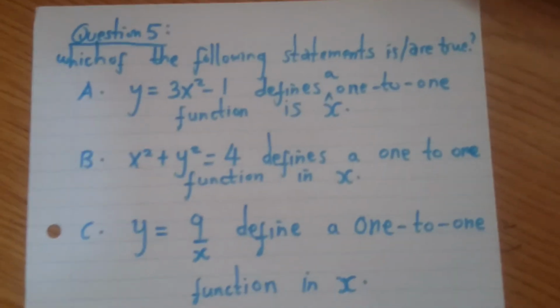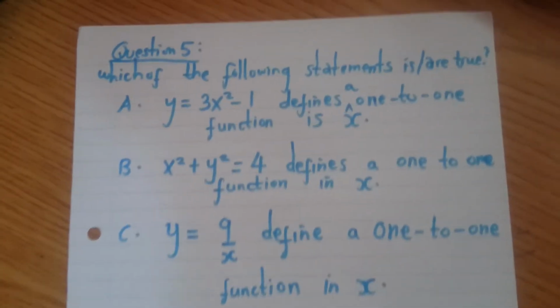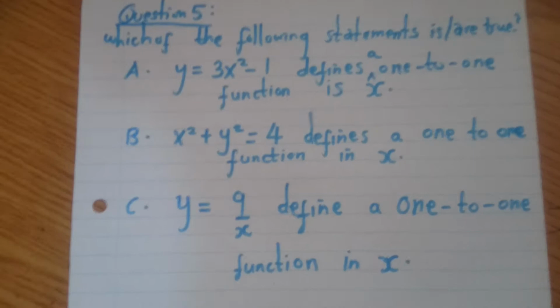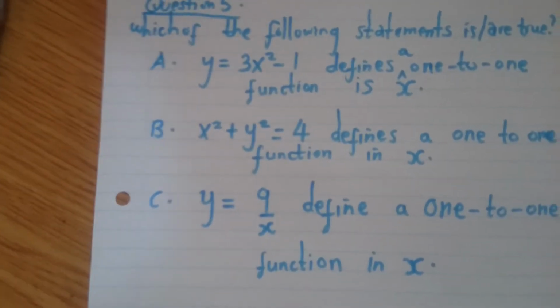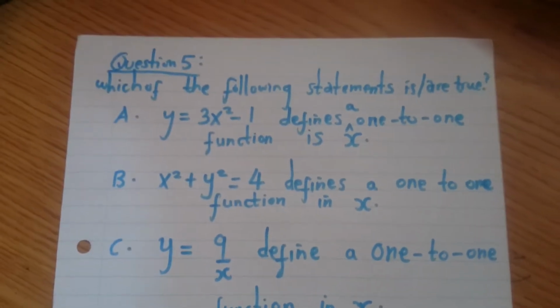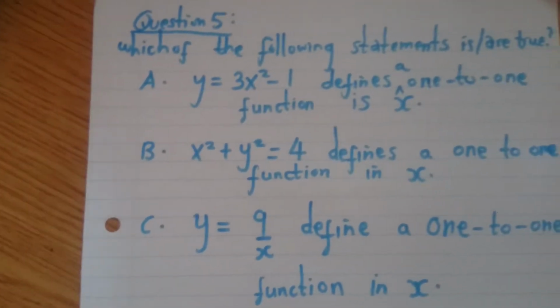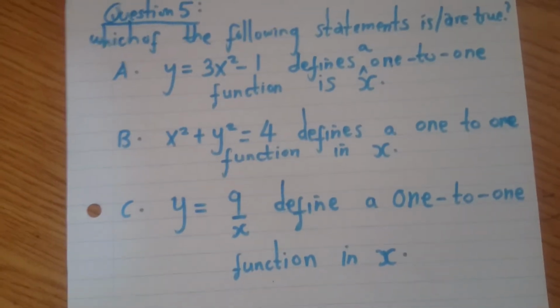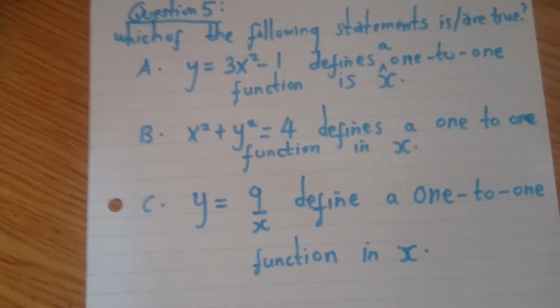Alright guys, so we go to question 5. Question 5 says, which of the following statements is or are true? A, y equals x squared minus 1, defines a one-to-one function in x. The second one is x squared plus y squared. So the first one is a quadratic, right?